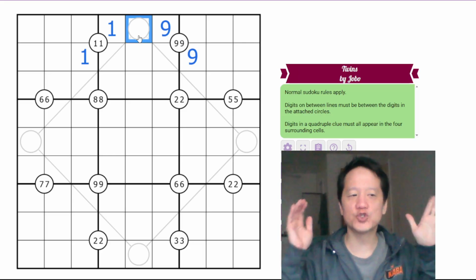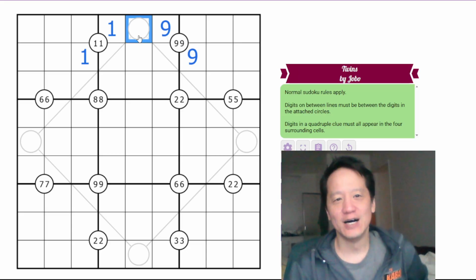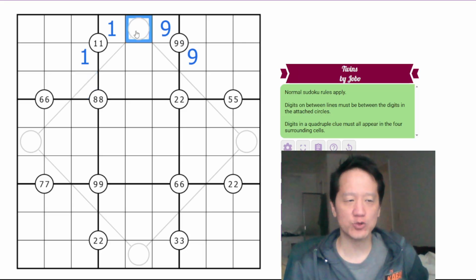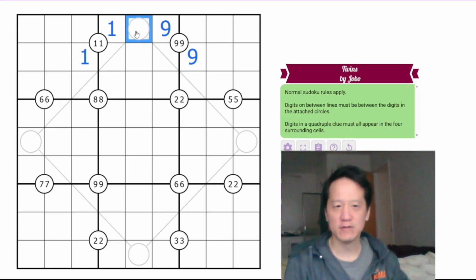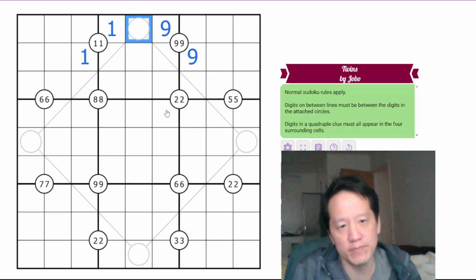Sorry, at the extremes, they're 2 or 8. Can an 8 ever be on a between line that ends in 2 or 8? I guess it could, actually. Huh.